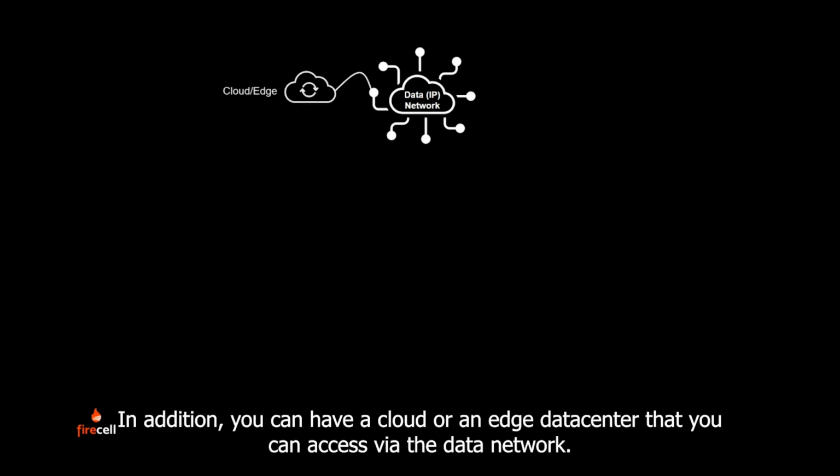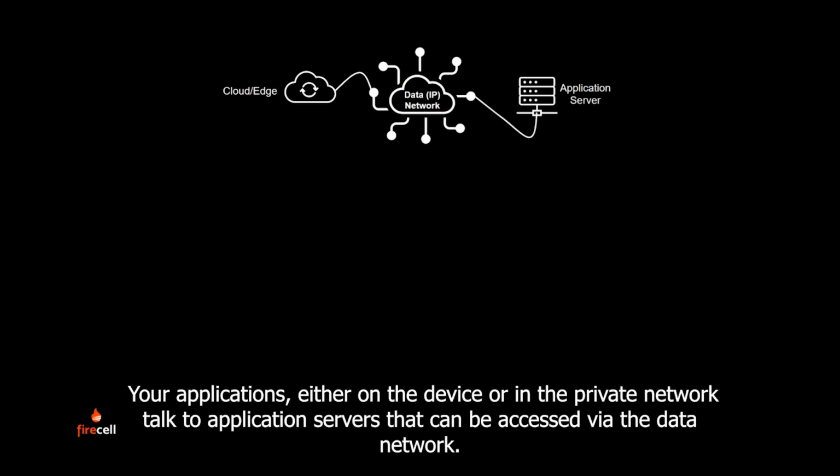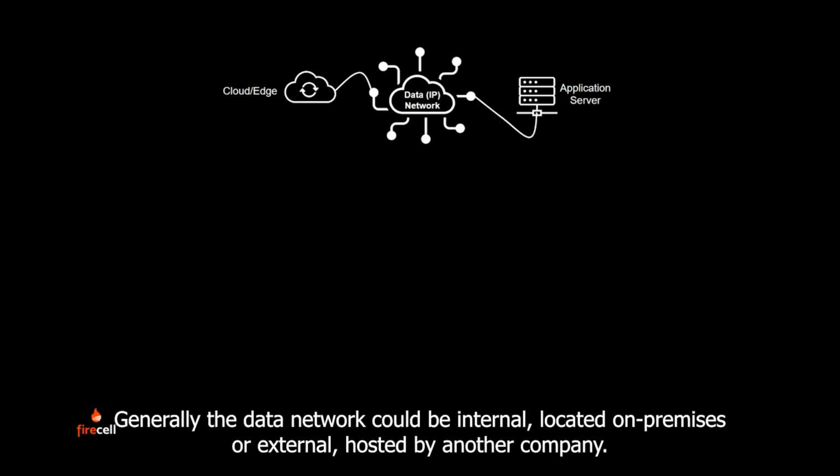In addition, you could have a cloud or an edge data center that you can access via the data network. Your applications, either on the device or in the private network, talk to application servers that can be accessed via the data network. Generally, the data network could be internal, located on premises, or external, hosted by another company.